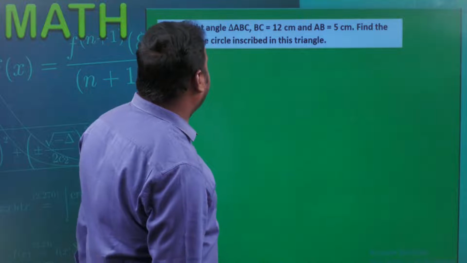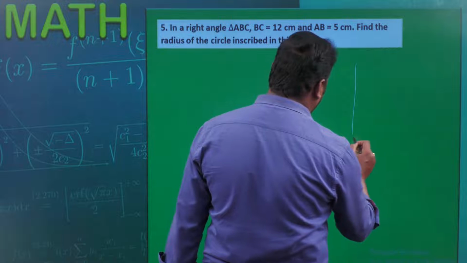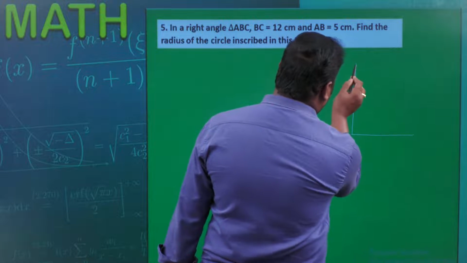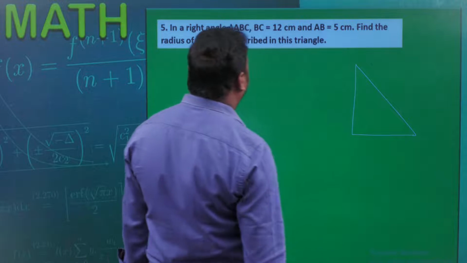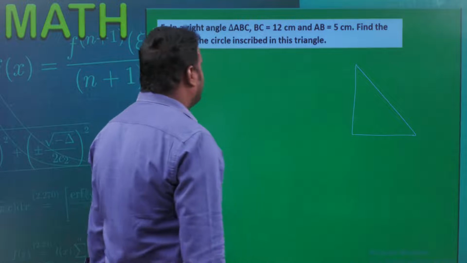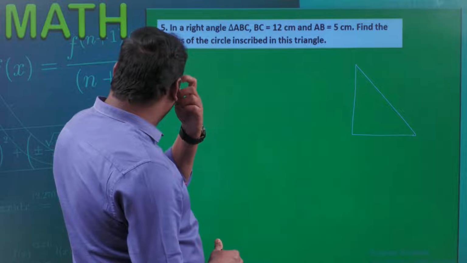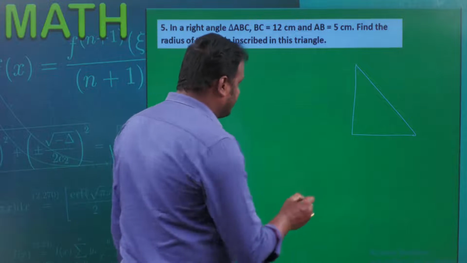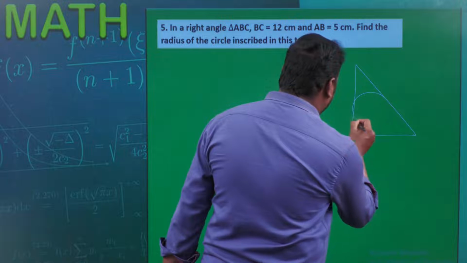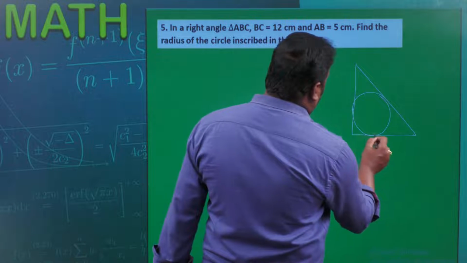Here in a right angle triangle ABC, so let me draw one right angle triangle ABC. BC is equal to 12, AB is equal to 5, and find the radius of the circle inscribed in the triangle. Find the radius of the circle inscribed in the triangle means this is one circle inscribed in a triangle.